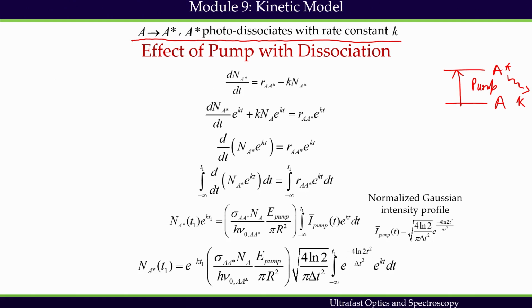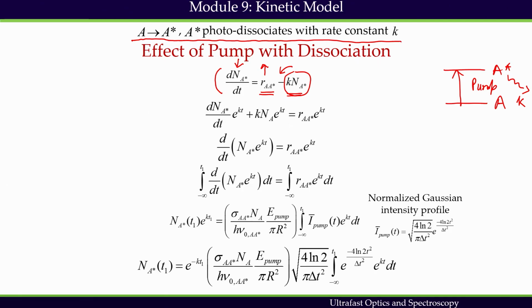For this process we will be able to write down the rate equation. Rate equation depends on this: dN star dt equals R A S star minus k N star. This negative sign comes because this process will decrease the population of N star. That is why this negative sign. On the other hand, R A S star, this rate of excitation, will increase the population of N star.